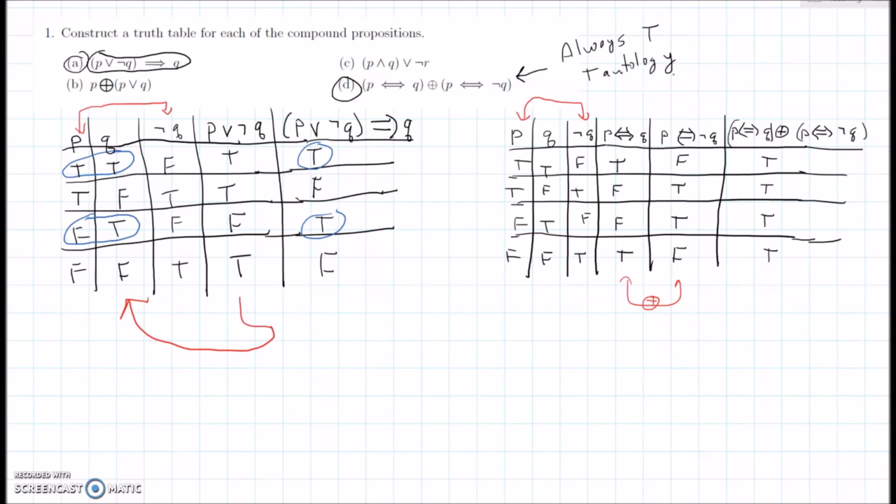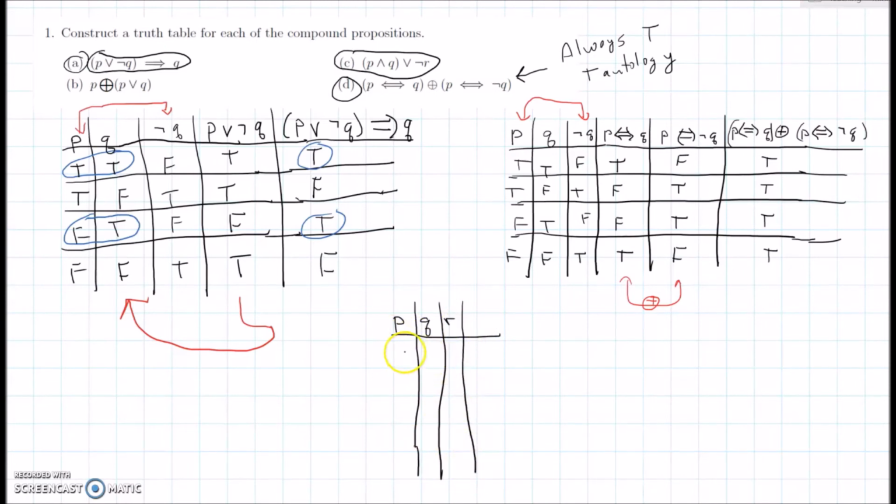Now, I said I was only going to do A and D, and I am, but I do want to look at C and talk about how you would set that up. Notice that there is a P, a Q, and an R in there. So for P, Q, and R, there are 3 basic propositions, which means you have to have 2 to the 3rd or 8 columns to start out to get all the different combinations of true and false.